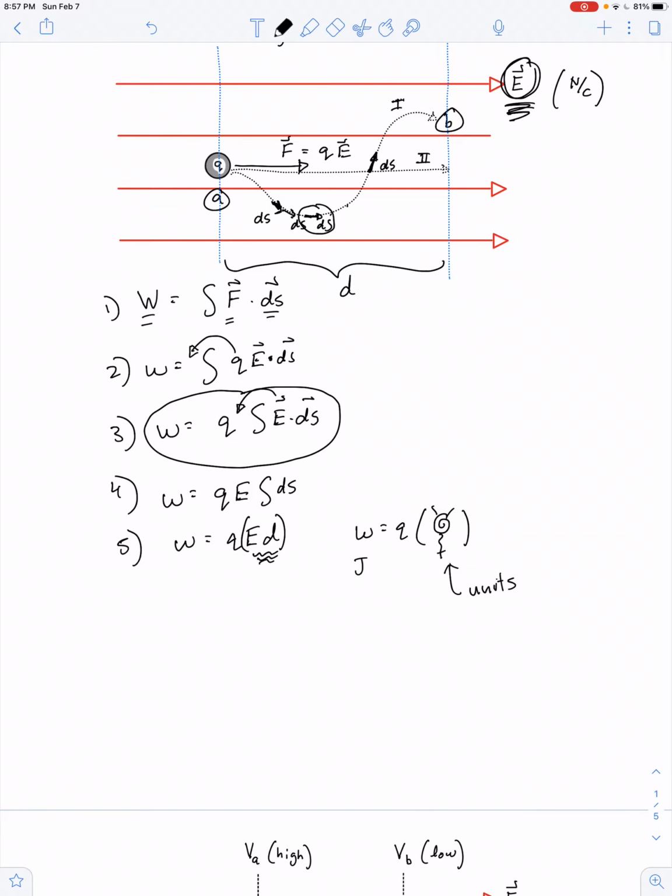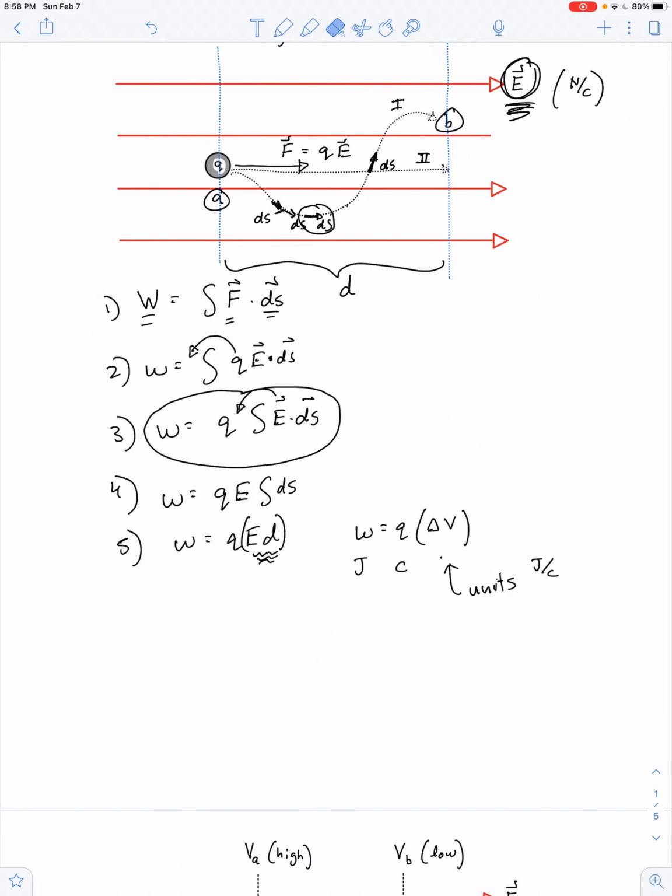Work has to be in joules. Charge, as we know, is in coulombs. So I suppose the units for this strange quantity must be joules per coulomb. Actually, I don't have to make up a strange symbol for that. It already exists. We refer to that as difference in electric potential. We'll call this delta V.